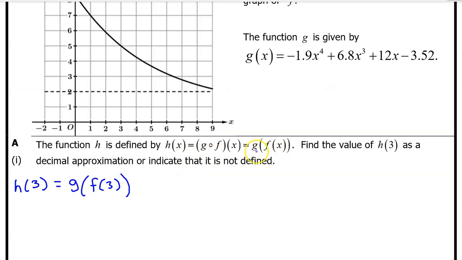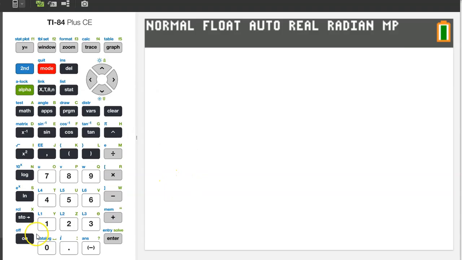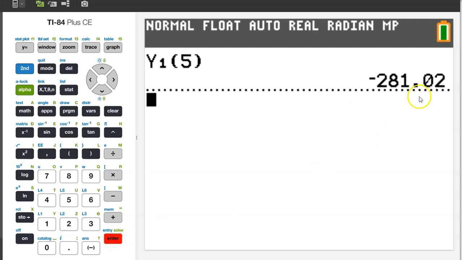h of x is equal to g at f of x, so h at 3 is equal to g at f at 3. f at 3 is 5, so this is equal to g at 5. We just typed function g in as y1, so we just need to evaluate y1 at 5. You can pull up y1 by hitting alpha, trace, enter. And you can evaluate y1 at 5 by putting 5 in parentheses like this and hitting enter. So that's the answer, -281.02.